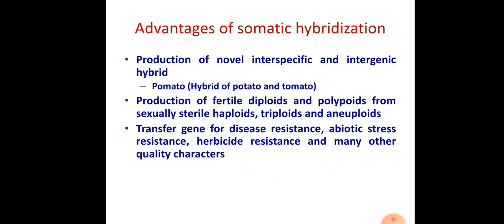What are the advantages of somatic hybridization? We can produce novel interspecific as well as intergeneric hybrids also. For example, a hybrid of potato and tomato. Then, production of fertile diploids and polyploids from sexually sterile haploid, triploid and aneuploid plants also. Now we can transfer genes for disease resistance, abiotic stress resistance, herbicide resistance, and many other quality characters from one plant to another. We can have a good variety also.